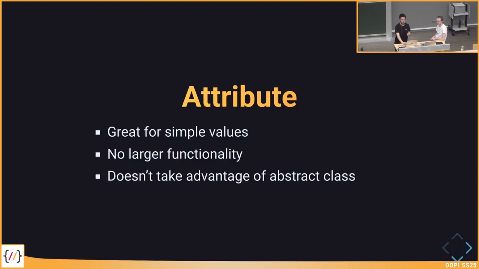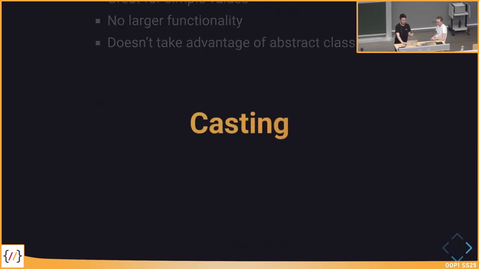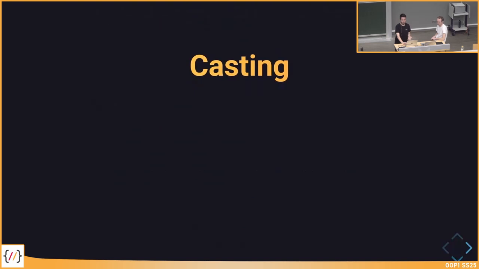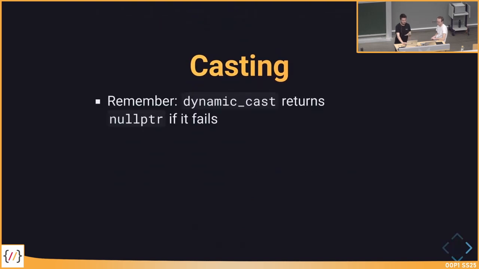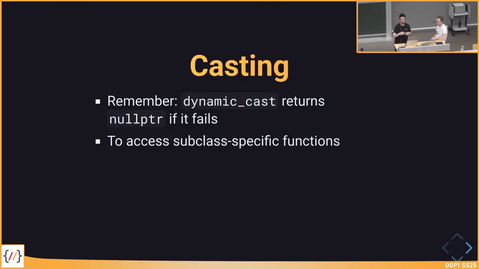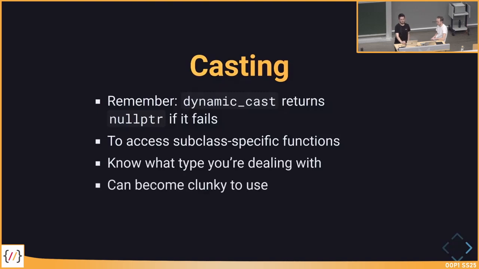Also, before, you heard that we can use casts to differentiate base and subclasses. So casting would also be a method. Remember, it returns a null pointer if it fails. So if it doesn't return a null pointer, we really have the subclass we want. We can also access subclass specific functionality then. So it would be great in that use case. We also know exactly what type we're dealing with if we want to find that out. But it really becomes clunky to use.